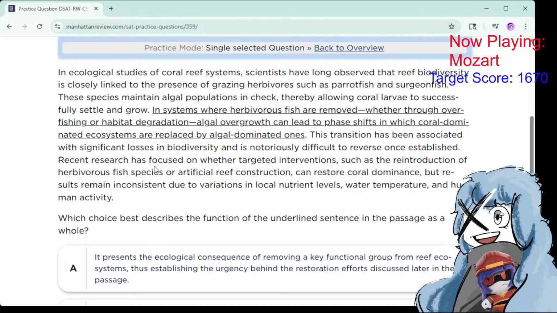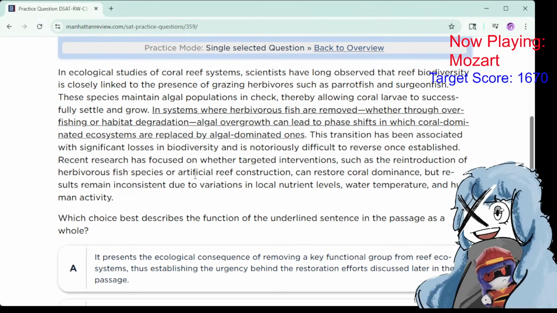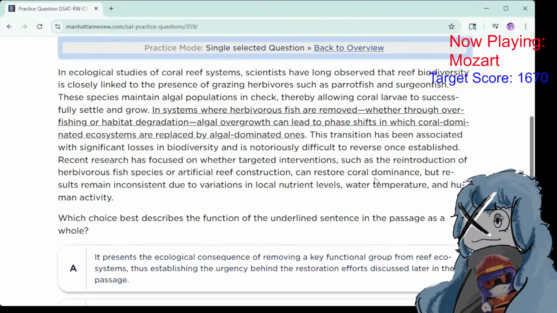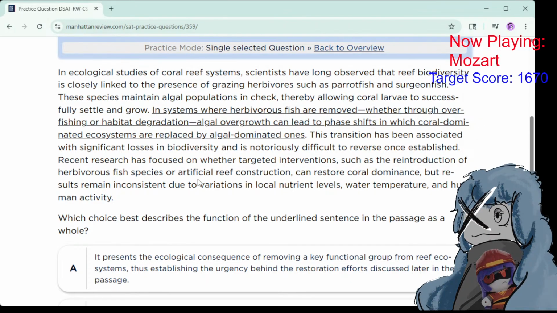Recent researchers have focused on whether targeted interventions, such as introducing herbivorous fish species with artificial reef structures, can restore coral dominance, but results remain inconsistent due to variation in local nutrient levels, water temperature, and human activities.